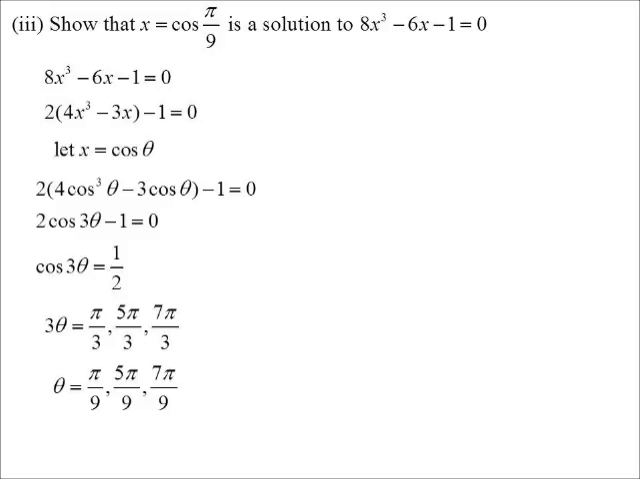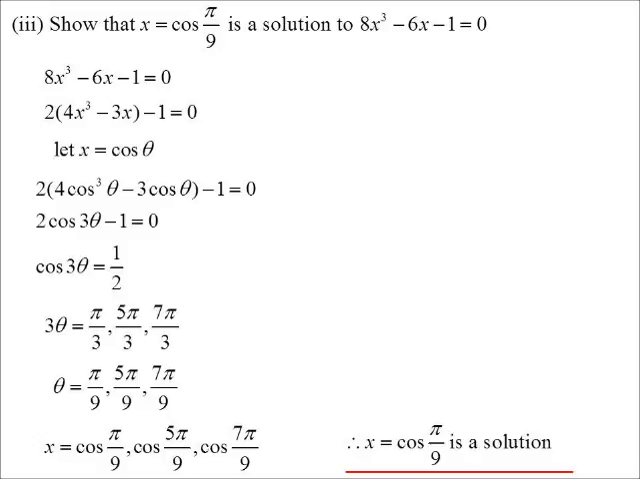Because it's not theta we're looking for, it's x we're looking for. And we said x was equal to cos theta. So x is cos pi on 9, cos 5 pi on 9, cos 7 pi on 9. Well, I've done a bit more than what the question asked for. It only asked for cos pi on 9, and I've done that.